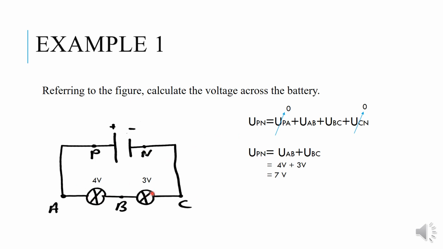Now I have UAB plus UBC. The voltage across AB, or the voltage across the first lamp, is 4 volts. It's given. So instead of UAB, I can write 4 volts. And instead of UBC, I can write 3 volts. 4 plus 3 is equal to 7 volts. So the voltage across the battery is equal to the sum of the voltages across the electric appliances.